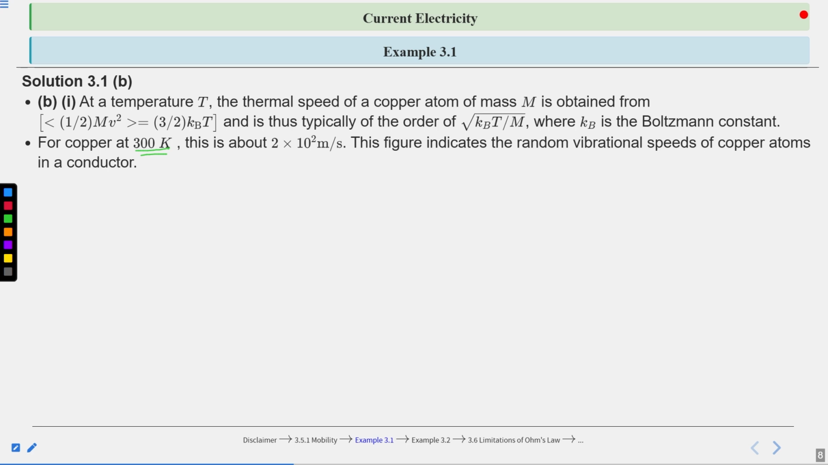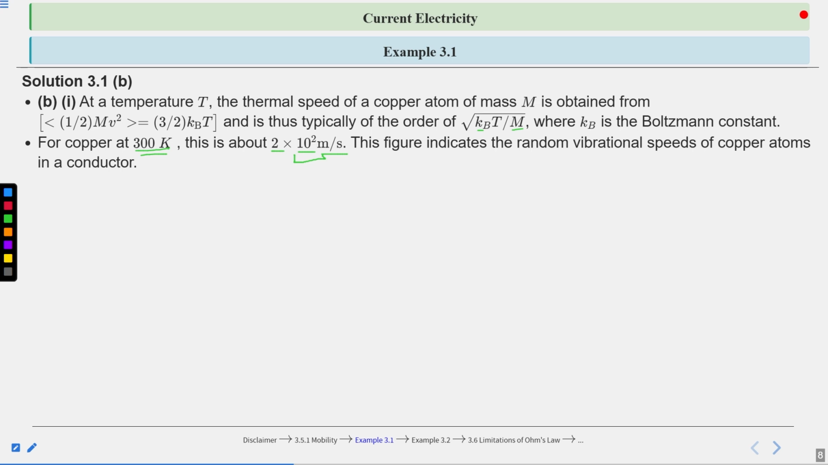After putting T here, we also know the Boltzmann constant, and the molar mass of copper is given. After putting these, we will get around 2 into 10 power 2 meter per second. That is the thermal speed of the copper atom. What is the order of thermal speed? 10 raised power 2 meter per second.